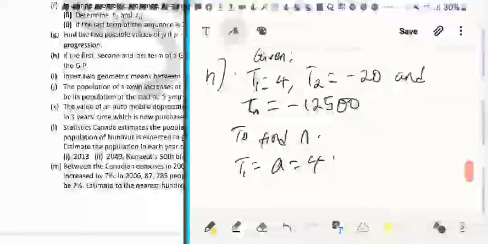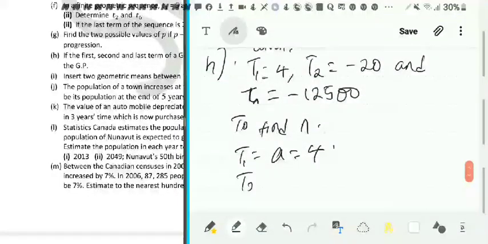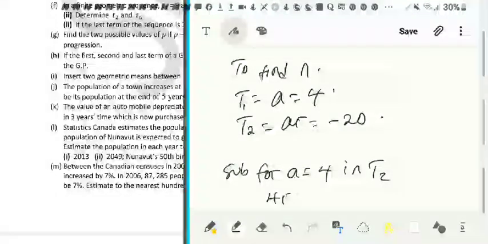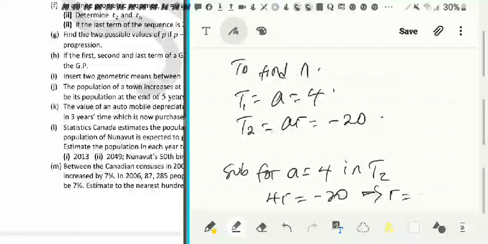T2 equals what? AR, that's equal to negative 20. So I need to get my R now. Substitute for A equals 4 in T2. So you have 4R equals negative 20. This implies that R is equal to negative 5. Okay.